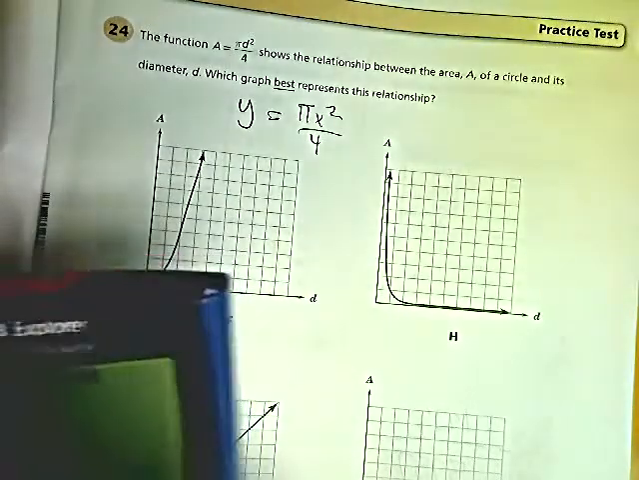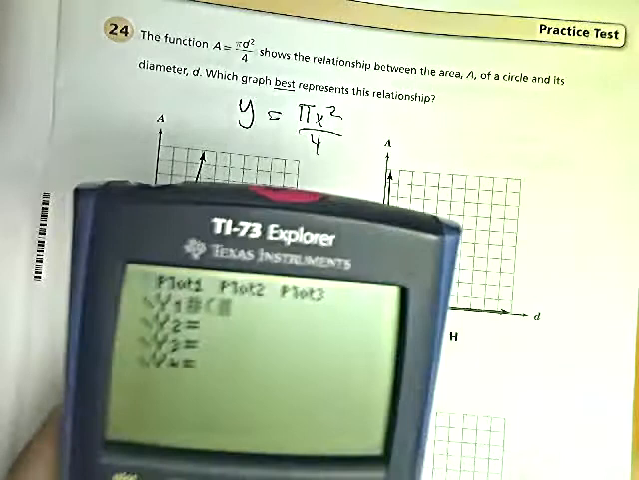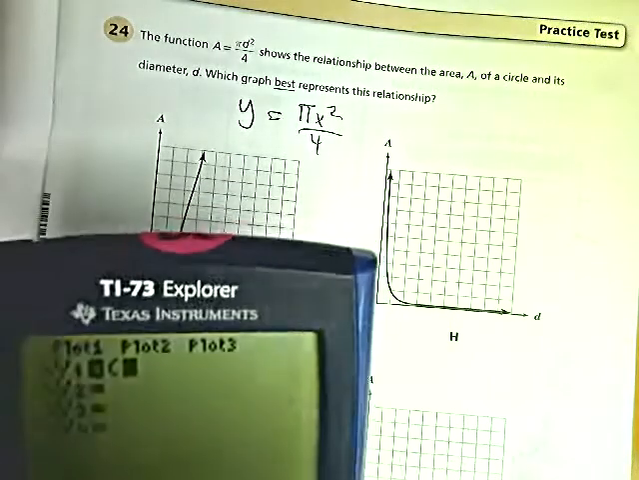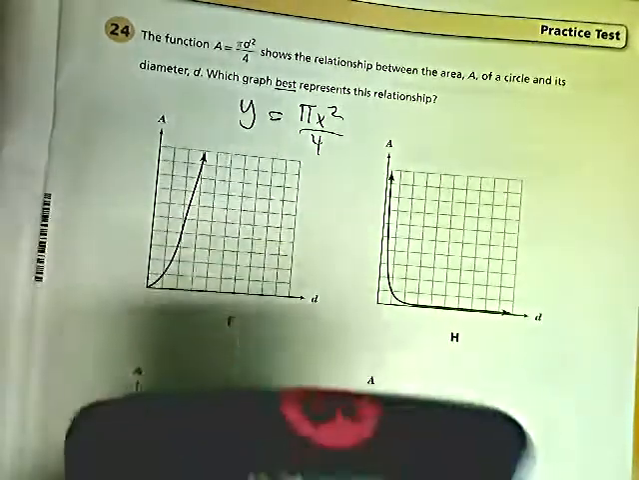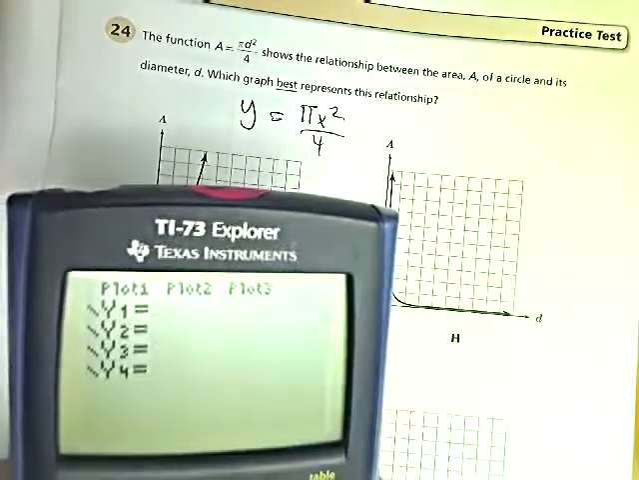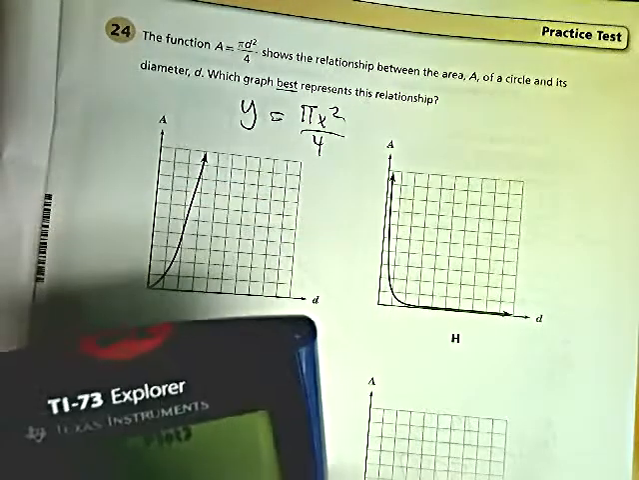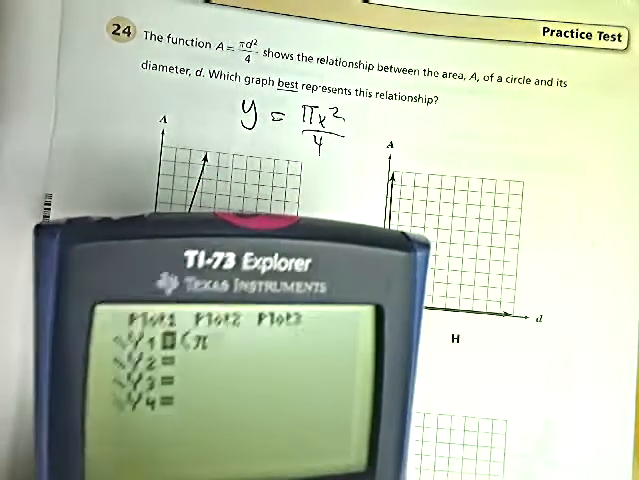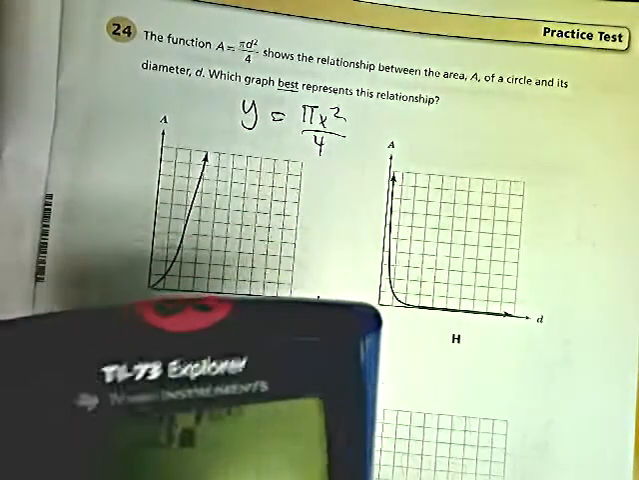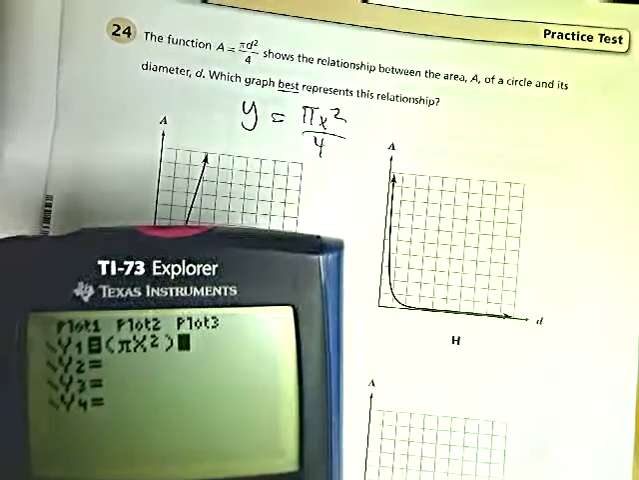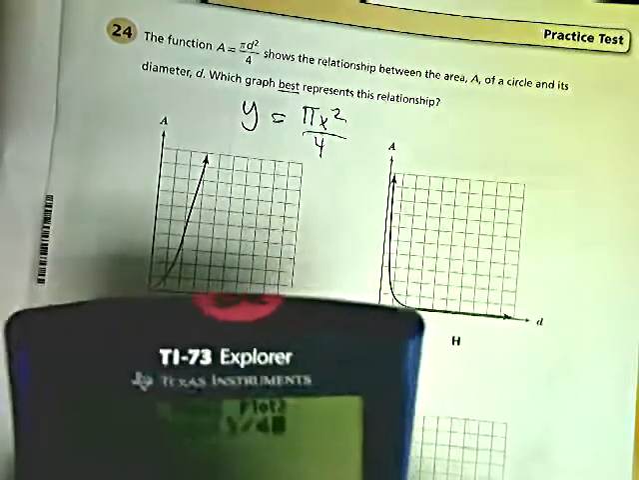I'm going to put the whole thing on top in parentheses, by the way, because you can't do a divide in here. I try to hit the division button, and it doesn't really work as well as you think it would. So the best bet is just to do it in parentheses. So go in and do that, and then do x squared, and close it, and then divide by 4. Graph it.